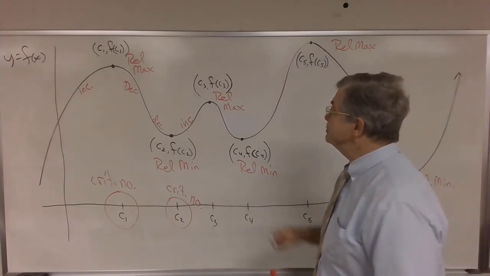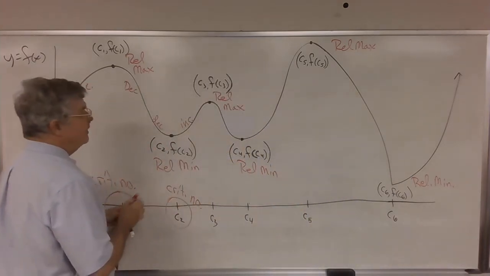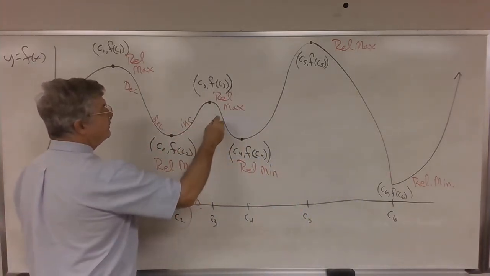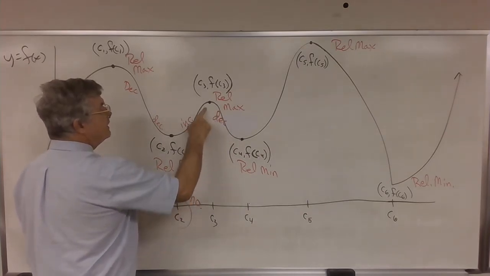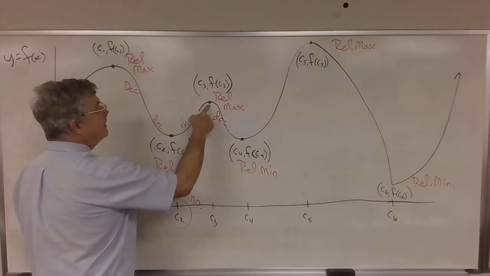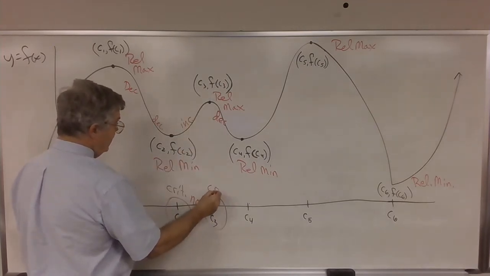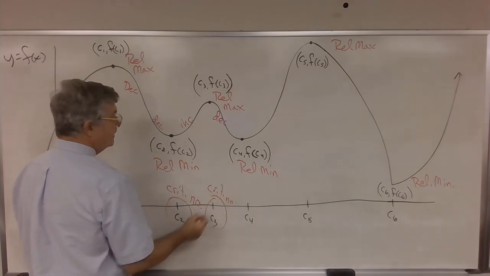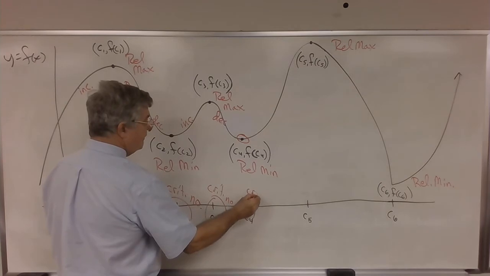So what about C3? Well, the graph changes from increasing to decreasing, doesn't it? And right where it changes from increasing to decreasing, we have the x value C3. It's got to be a critical number. And right here, C4, we got to have a critical number.